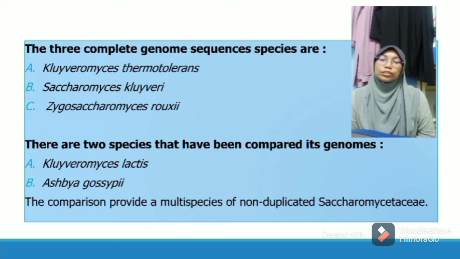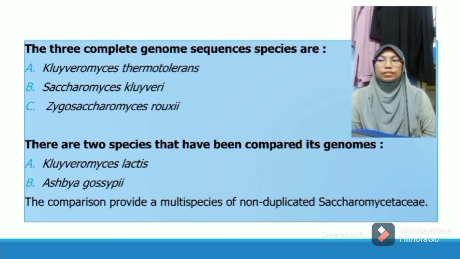Next achievement, there are 3 species found that have complete genome sequences. The 3 complete genome sequence species are Kluyveromyces thermotolerans, Saccharomyces kluyveri, and Zygosaccharomyces rouxii. And there are 2 species that have been compared in their genomes, which are Kluyveromyces lactis and Ashbya gossypii, and the comparison provides a multi-species view of non-duplicated Saccharomyces.